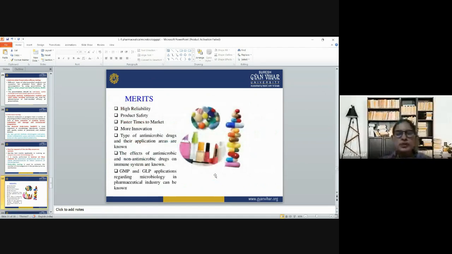Now, what are the merits of pharmaceutical microbiology? When we see its merits, it is highly reliable, it has product safety, faster time to market, and more innovations. It helps in knowing the types of microbial drugs and their application areas, and the effect of antimicrobial and non-antimicrobial drugs on the immune system is known. With the help of this, GMP and GLP applications regarding microbiology in the pharmaceutical industry can be known. So these are some merits of pharmaceutical microbiology.